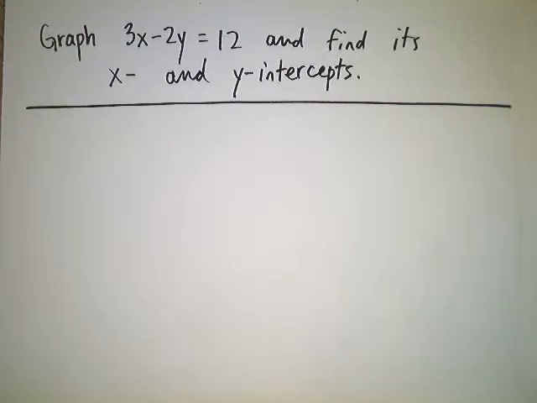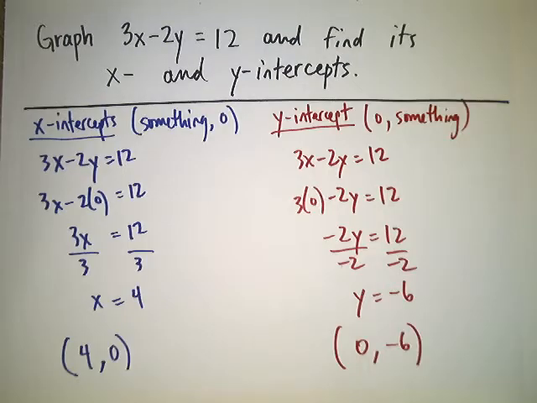Let's graph 3x minus 2y and find its x and y intercepts. Okay. Same as before. I'm going to give you guys 2 minutes to find me the x and y intercepts here. Here's what I got.